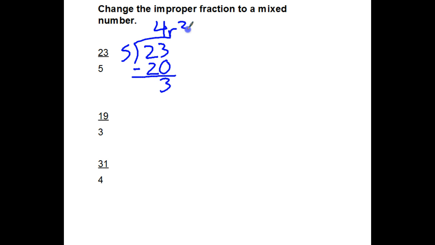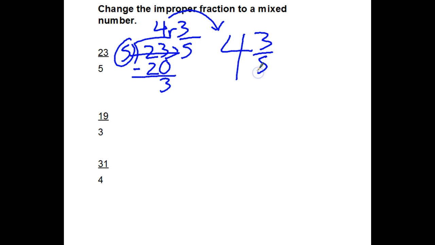Subtract, I got a remainder of 3. I'm bringing this 5 over here. And then when I go to write it, big 4, and there's my fraction part right there, 3 fifths. So 23 fifths is going to be the same as 4 and 3 fifths. Notice my denominator's always going to stay the same.